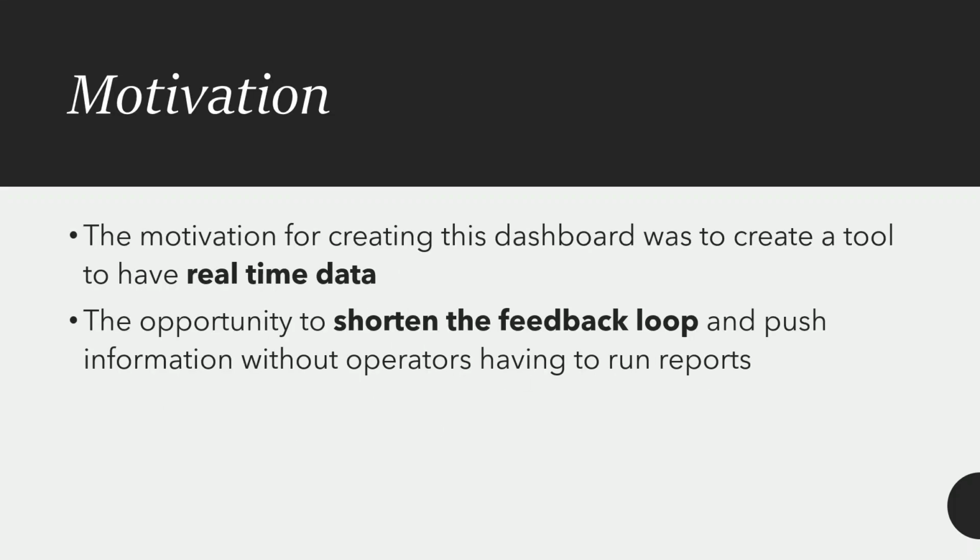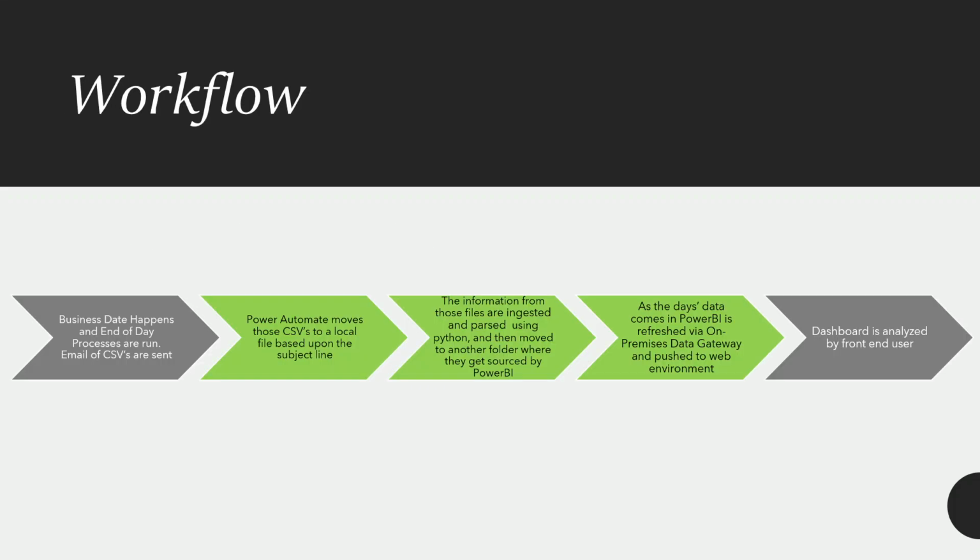So the motivation, real-time data and to shorten the feedback loop. We have a core line of business software that does not allow for automation, and this project identifies an opportunity to shorten that feedback loop for enhanced operational effectiveness. Shift managers who look at this information are going to be the ones to be able to make the biggest difference for that production.